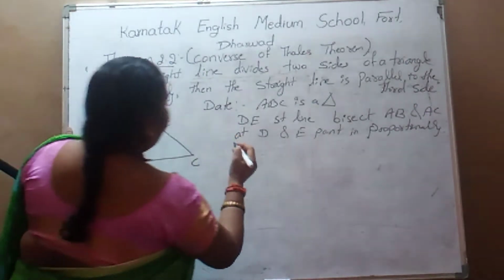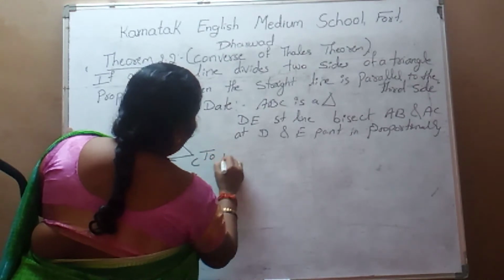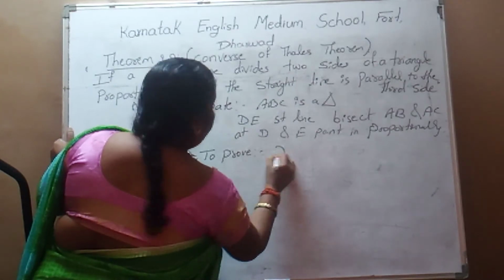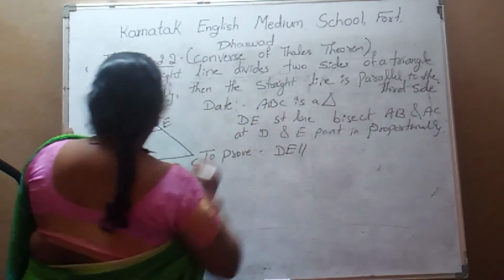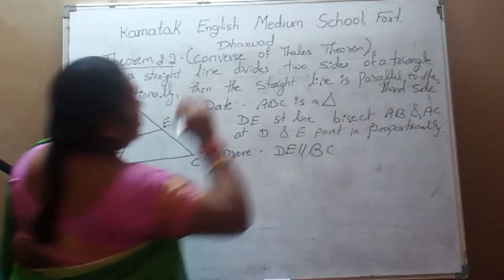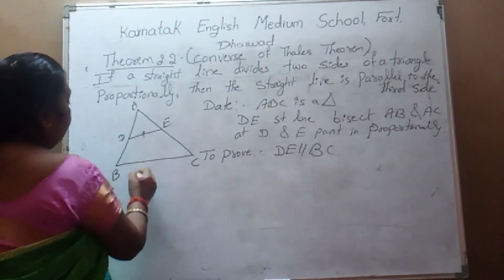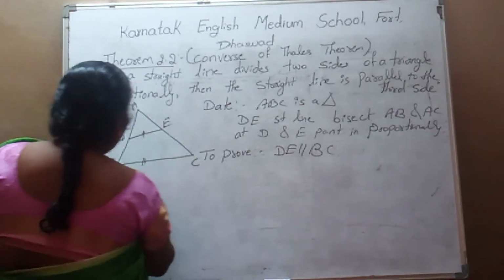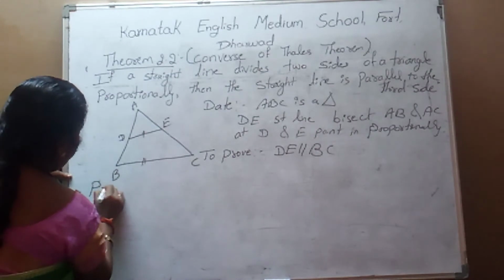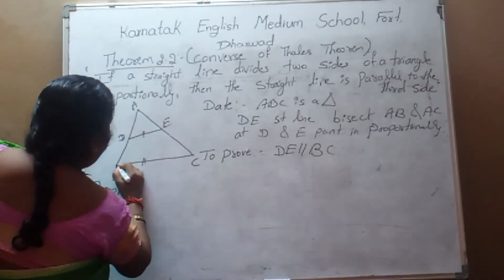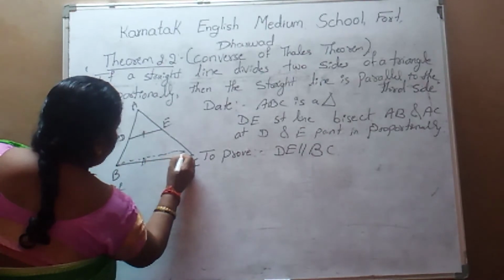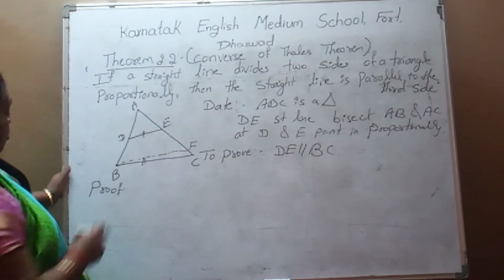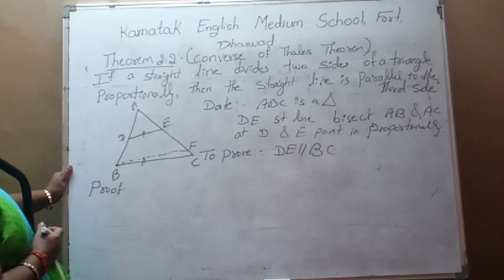Then what do you prove here? To prove: DE is parallel to BC. You have to prove DE is parallel to BC. How? Very easy. Proof. Join one imaginary line, that is BF. Draw one line BF, that is imaginary.